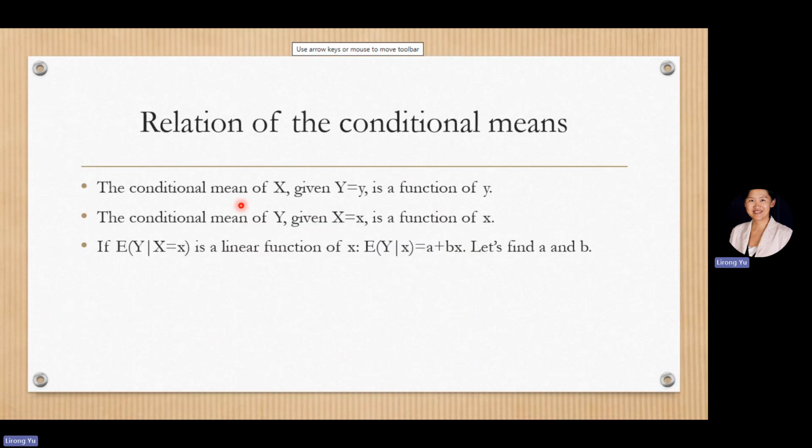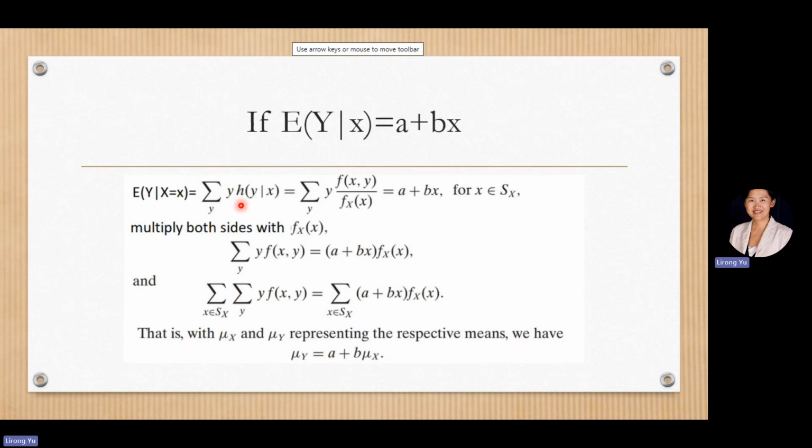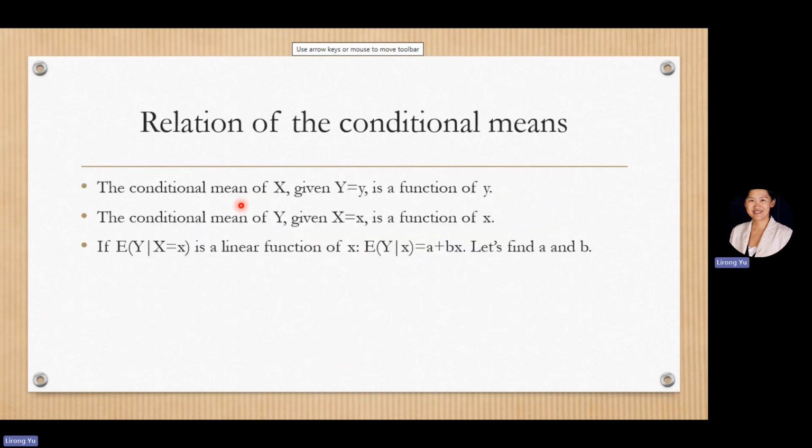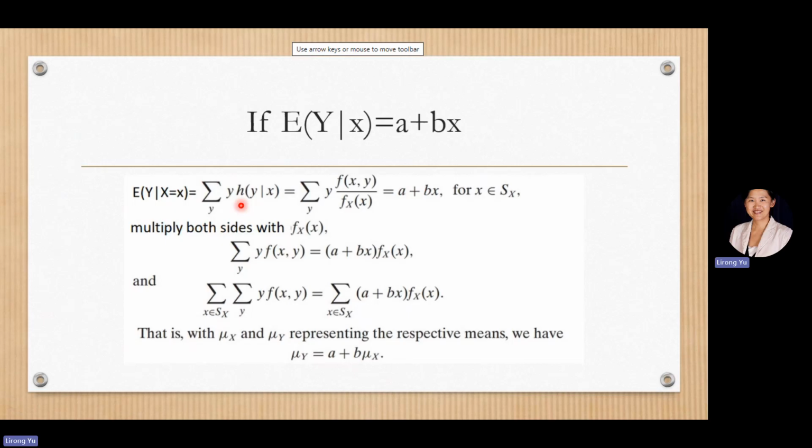Now, suppose it is a linear function, and suppose y given x is a plus bx. We might want to find out the number a and the number b. That goes back to our linear regression line formula, where a and b were already determined in the previous section on linear regression. So how do we find them? The process is similar, a kind of optimization process.